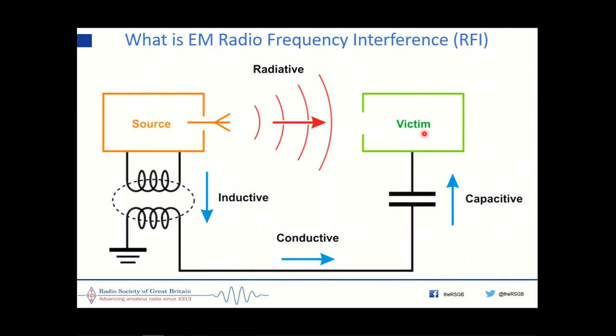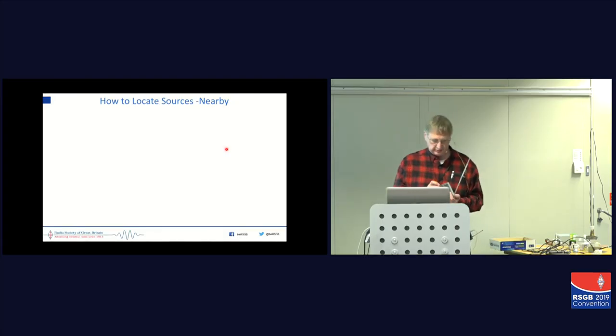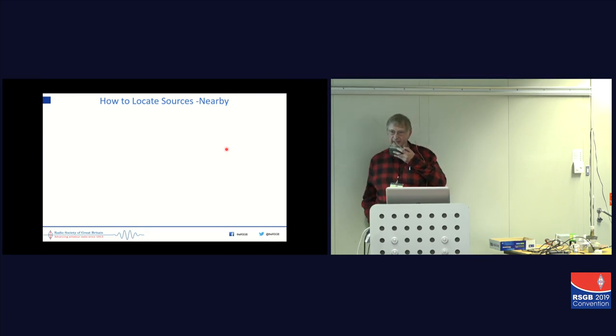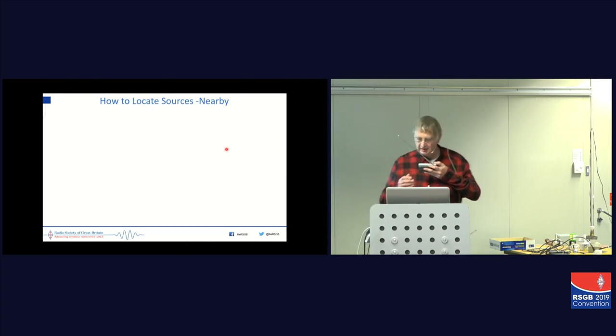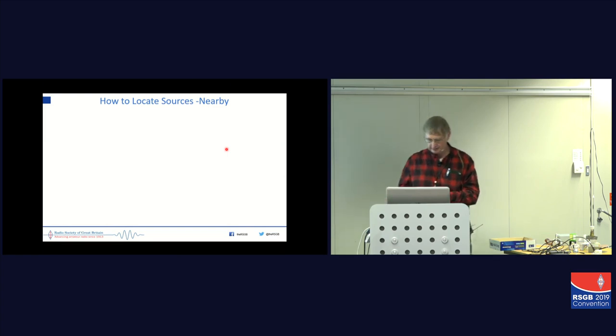So, how do you locate a source? There are two different ways depending on whether it's nearby or further away. If it's nearby, the easiest way of doing it is to actually rely on signal strength. So, if I tune and I have a source of interference here, as I move closer to that source, so the volume goes up. I can reduce the gain and maybe the volume a little bit.